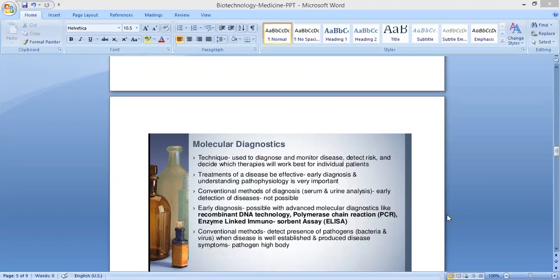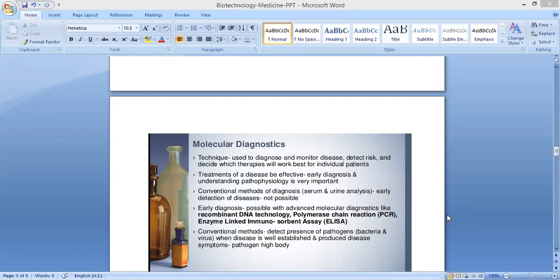The conventional method of diagnosis was serum and urine analysis, but early detection of disease is not possible with it. So how can we do early diagnosis? It is possible with advanced molecular diagnostics like recombinant DNA technology and PCR. Nowadays it's very common; you can read even in the newspaper about the PCR test for COVID-19.